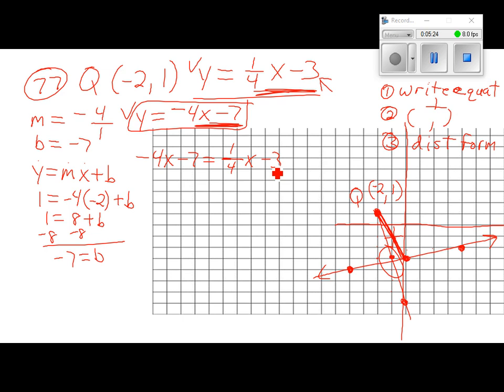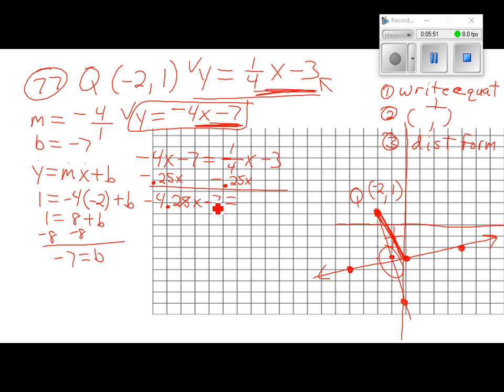What's 1/4 as a decimal? So we're going to get these together. I'm actually going to move them this way. It doesn't matter. We're going to subtract 0.25x on both sides. Subtract 0.25x. What's a negative 4 and a negative 0.25x give us? Negative 4.25x. Ignore the stray mark there.